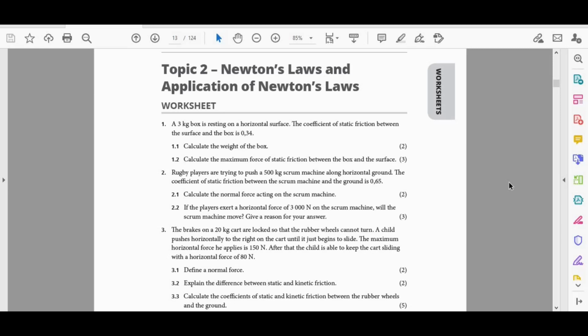So what's nice about this worksheet is that it gives us a clear indication of the mark allocation for the amount of work that we need to do to get the mark. Okay, you look at the mark allocation. That's how much work you need to do. So the first one is calculate the weight of the box, which is very basic. The second question is now calculate the maximum force of static friction between the box as well as the surface. Okay, we're going to go ahead and do that. So let's first have a look at calculating, of course, the weight of the box.